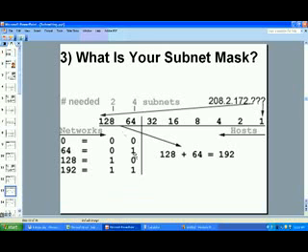So first, what's your mask? That's an easy answer. We add up the 2 things that we turned on. 128 plus 64 equals 192. So there's our mask. Now we know the mask.